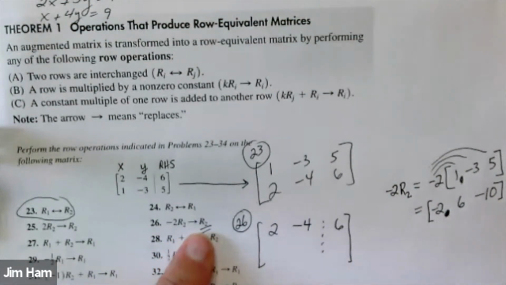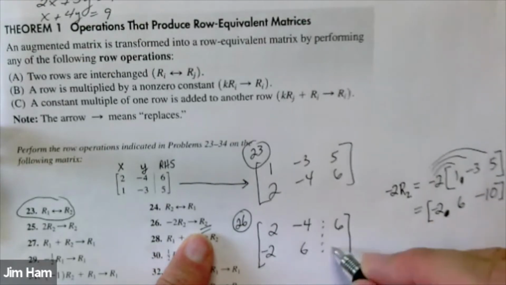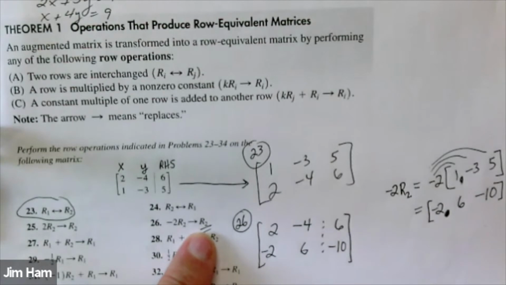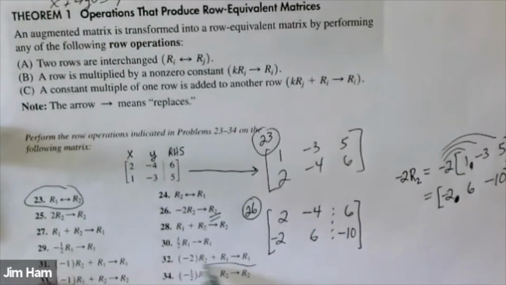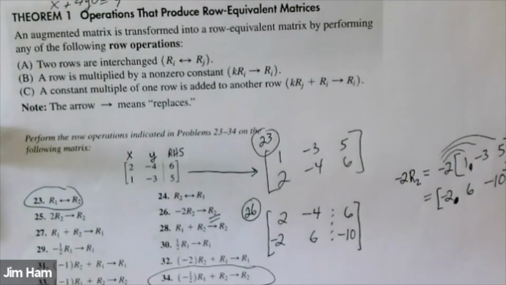So we take that row matrix there, and here's what the answer to 26 would be using that row operation. And maybe we'll do one other, and then I'm going to show you how you would go and do several steps to put the matrix in RREF form. So number 34 says you're going to multiply row 1 by -1/2, and then you're going to add that result to row 2, and whatever you get with that sum, that replaces row 2.